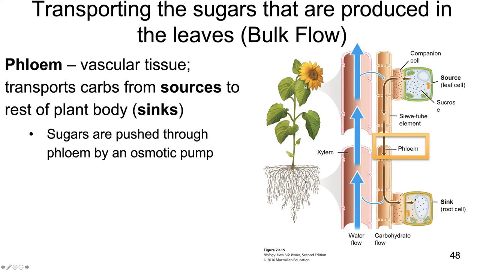And so here you can see a root cell. That root cell also has mitochondria. It may also have some chloroplasts in it, but those chloroplasts, because they're not exposed to light, aren't producing as many sugars. And so in order for these sink cells to survive, they need sugars. And so those sugars get shipped from the leaf cells that are doing photosynthesis as a source, move down the phloem to the sink cells that need those sugars.